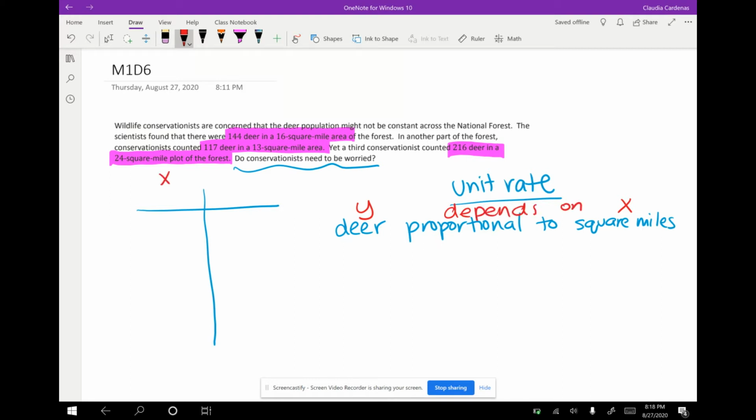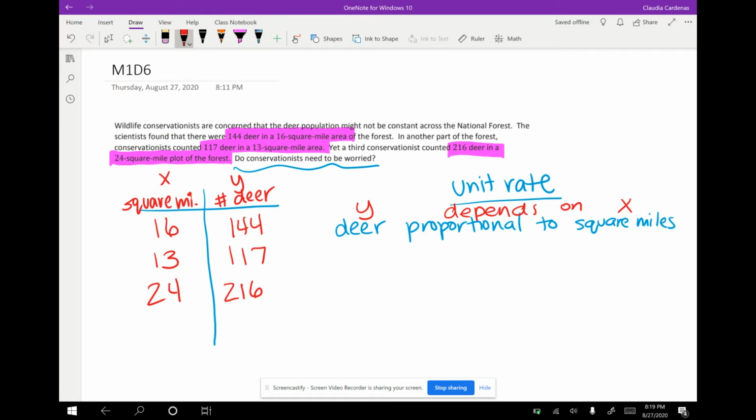So now that I know where the x variables are and the y variables are, I'm going to go ahead and put that into our table. So square miles and number of deer. Okay, so now that we have the table set up, let's put the numbers in from the word problem. So I see 144 deer live in a 16 square mile area, 117 deer live in a 13 square mile area, and 216 deer live in a 24 square mile area.